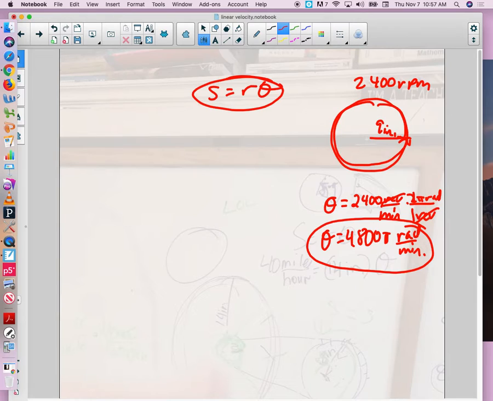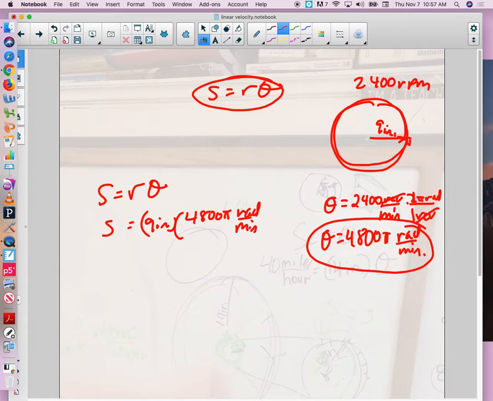Now, can't lots of tires and wheels spin 4,800 pi radians per minute? That doesn't tell me how fast the object's going. That tells me how fast the object is spinning. What's going to tell me how fast the object is going is the radius of it, right? So now, that was the first part of the question. The second part of the question is, I am going to use s equals r theta. This one has a radius of 9 inches. Theta is 4,800 pi radians per minute.